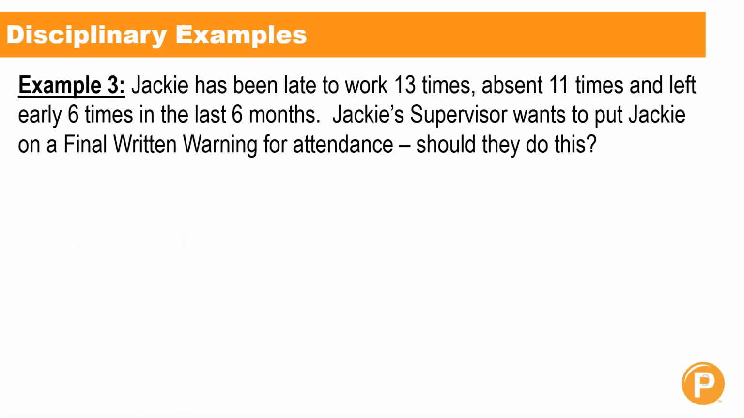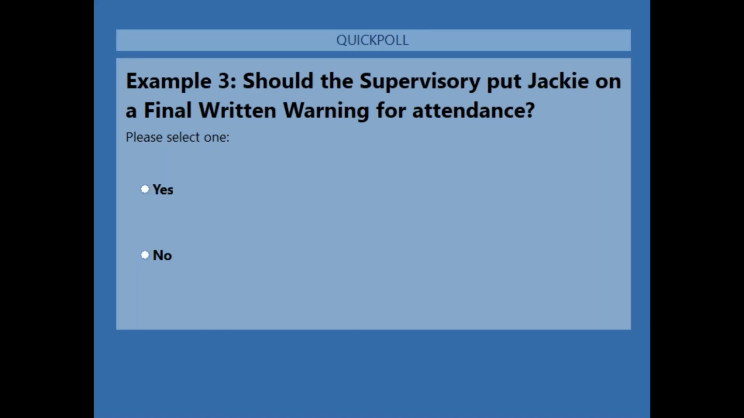All right, let's take a look at another example. So Jackie has been late to work 13 times, absent 11 times, and left early 6 times in the last 6 months. Jackie's supervisor wants to put Jackie on a final written warning for attendance. Should they do this? So this is going to be a simple yes or no answer. I want to know your guys' opinion. Should Jackie's supervisor put her on a final written warning for attendance?